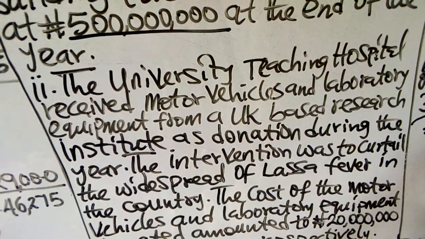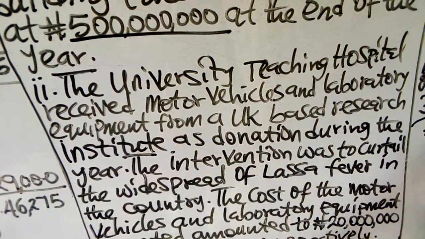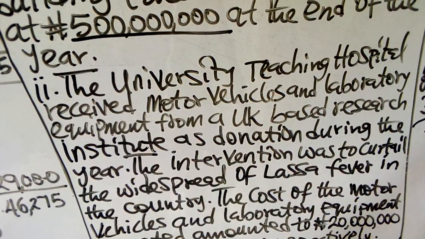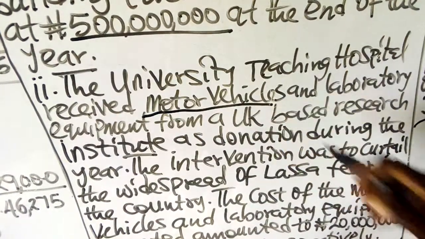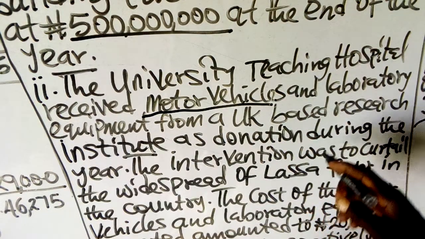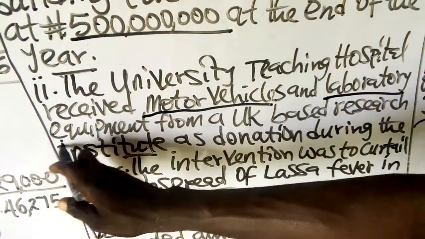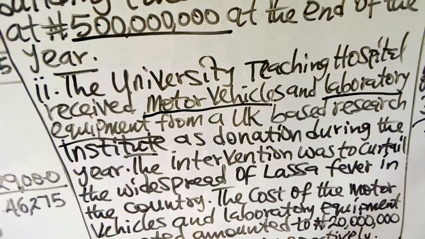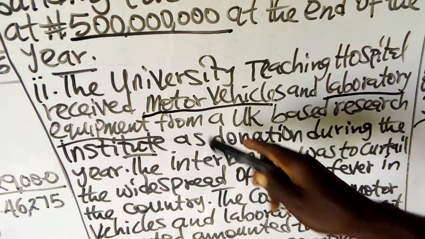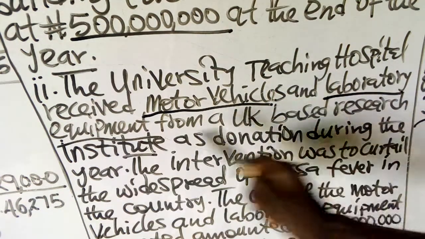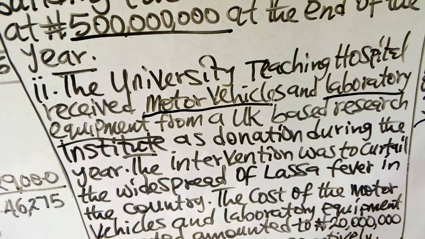You were told the university teaching hospital received motor vehicles and laboratory equipment. They've received motor vehicles. That means they are having more motor vehicles now. Remember, motor vehicles is an asset to them, and laboratory equipment, these are assets to the university. Since those assets were taken over, that means assets increase. An increase in assets should be debited. So you are going to debit the motor vehicles and you debit the laboratory equipment with the cost.